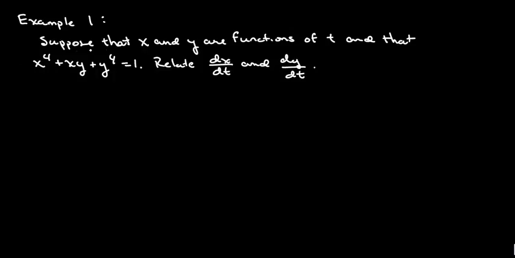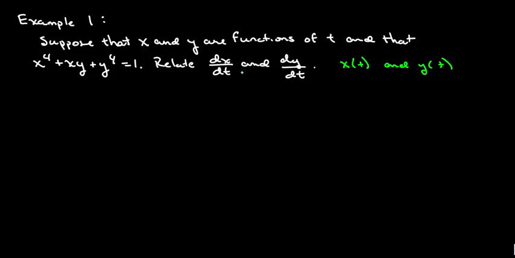Example number 1 wants us to suppose that x and y are functions of t, meaning that we could write x as a function of t and y is also a function of t. And we want to suppose that this relationship right here holds. They're asking for us to relate dx/dt and dy/dt.